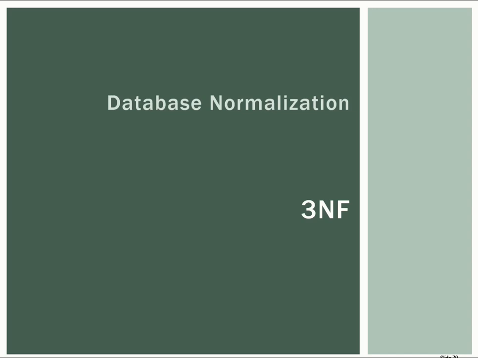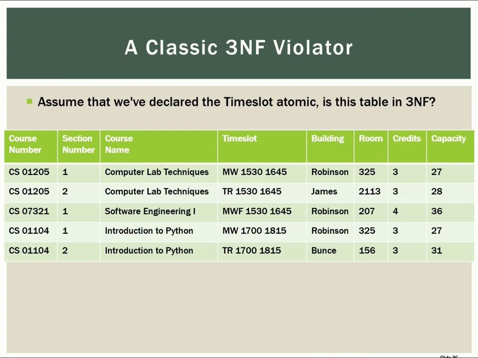Now that we understand third normal form, let's try to practice it with a different example. So here's a table of sections, perhaps representing an upcoming semester. Is this table in third normal form? Well, again, we have to start with first normal form.